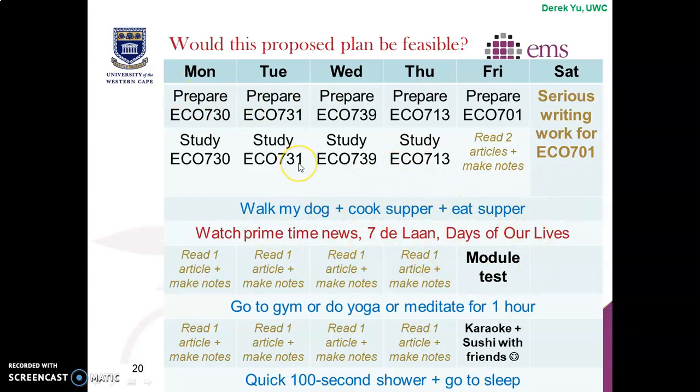Because for ECO 701, you need to plan your time very carefully. This is a year module. You have to work hard in bits and pieces. So don't leave the ECO 701 work until the very last second, or I can assure you that you are going to struggle a lot.